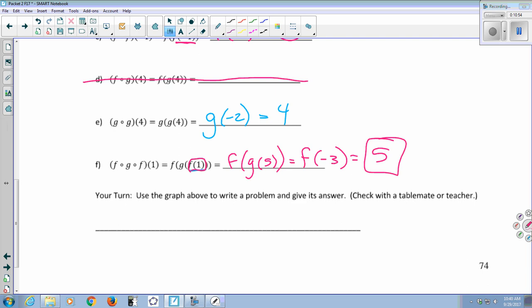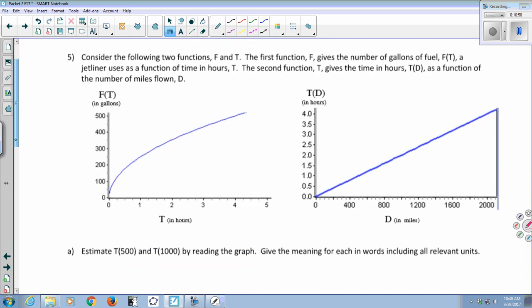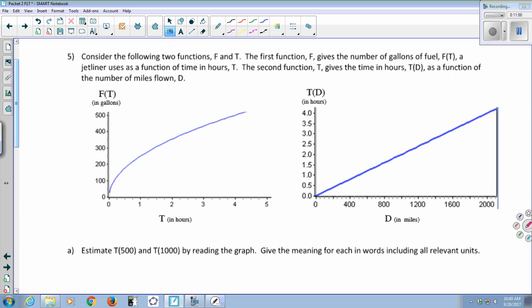All right, all done with that. Consider the following two functions, f and t. The first function, f, gives a number of gallons of fuel, f of t, a jetliner uses as a function of time in hours, t. The second function, t, gives the time in hours, t of d, as a function of the number of miles flown. So I want to estimate t of 500 and t of 1,000.